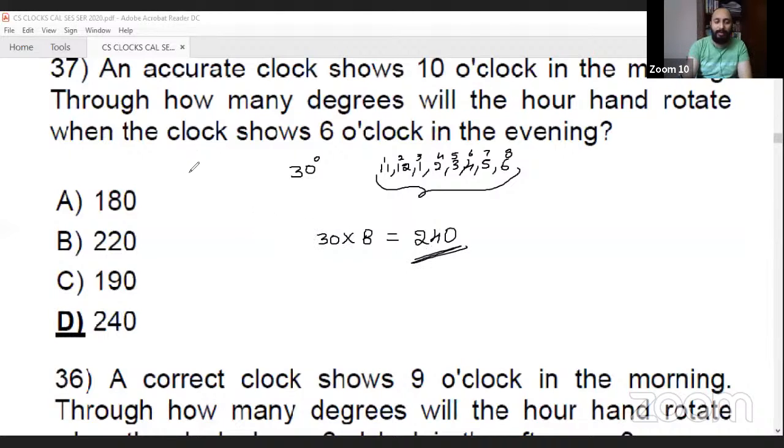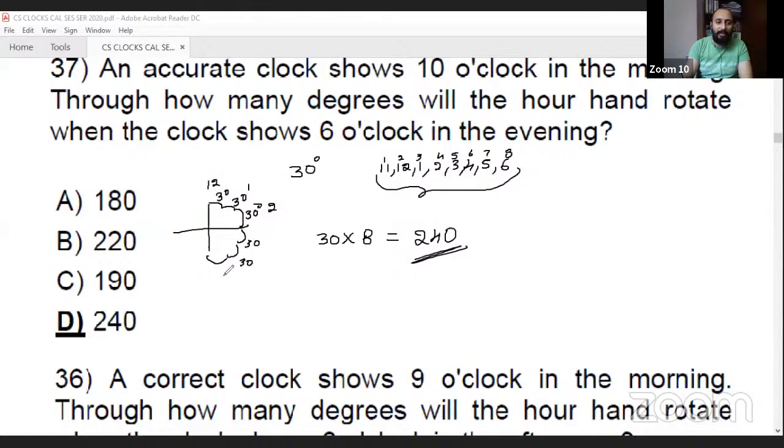Every 1 hour is 30 degrees for our clock. Remember, every 1 hour is 30 degrees. Again 30 degrees. Again 30 degrees. Are you getting it? So it will be 90 degrees. So it is 12, 1, 2. Again 30, 30, 30 degrees. It will be 90 degrees.